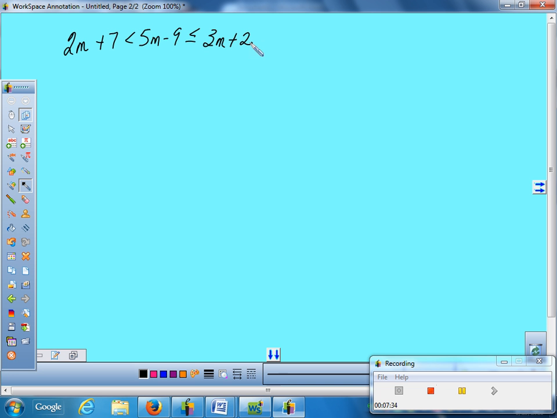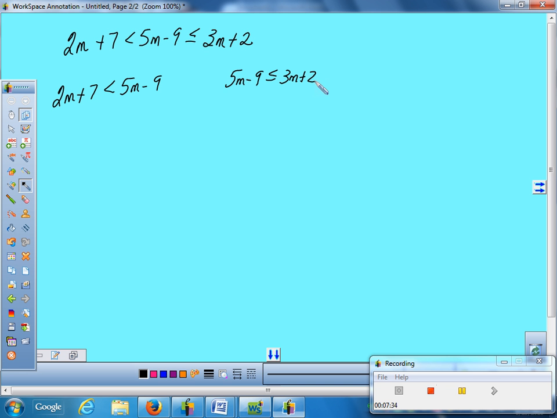So they'll squeeze this together. But what it's actually saying is, it's actually two problems. It's saying you have 2m plus 7 is less than 5m minus 9. But then it's also 5m minus 9, that middle piece goes in both equations. So now you have two separate pieces, but the 5m minus 9 gets in both.